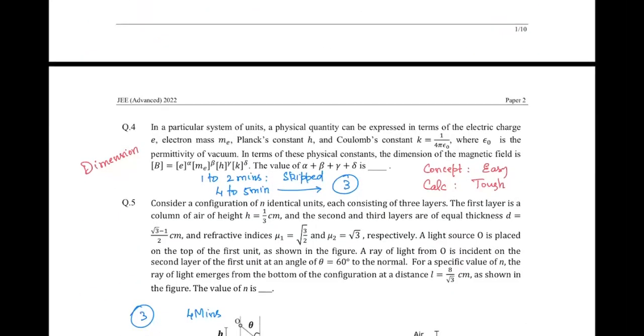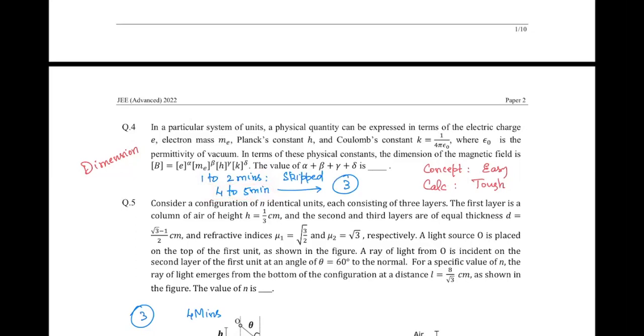Next, fourth one. This is a question based on dimensions. You will see there will be 4 variables, alpha, beta, gamma, delta, and you have to find all these 4 values and add them. So concept wise easy, calculation wise it's pretty tough. Either you start off and then you decide that in 1 to 2 minutes you know that 4 equations are going to come, it is going to take some time to solve. Either you move on, or if you had spent some time, you spend some 4 minutes to get it right.